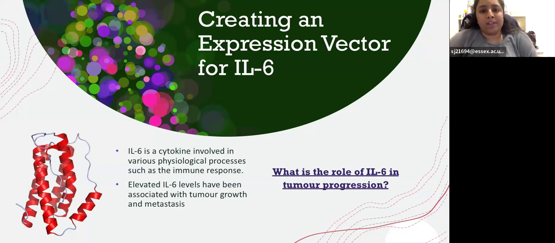Creating an expression vector for interleukin-6. Interleukin-6 is a pro-inflammatory cytokine that's involved in various physiological processes in the body, for example, the immune response. It's usually produced by macrophages. Elevated levels of interleukin-6 have been associated with tumor growth and metastasis.